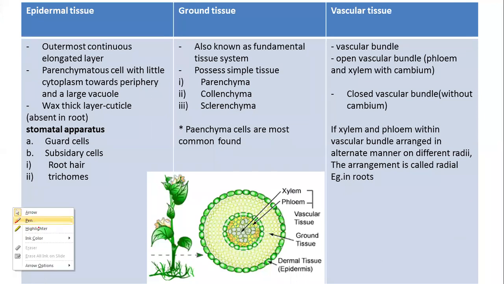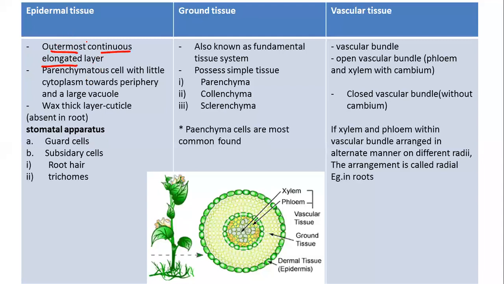Epidermal tissue is the outermost layer, and it is continuous, elongated, and arranged compactly. Usually a single layer of parenchymatous cells is covered over by a waxy cuticle.